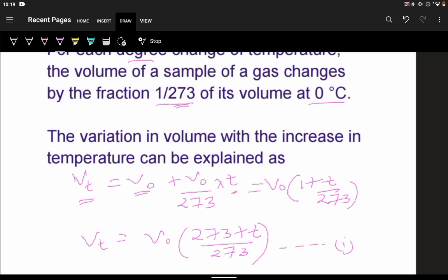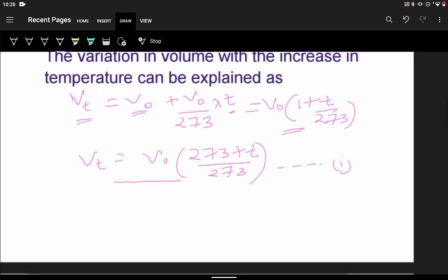If we calculate, here you see V0 is common, so we can take it out, and we get V0 into 1 plus t by 273. On further calculation we get this formula, Vt equal to V0 into (273 plus t) by 273. For future reference we may be using this formula, so I label it as equation number 1.